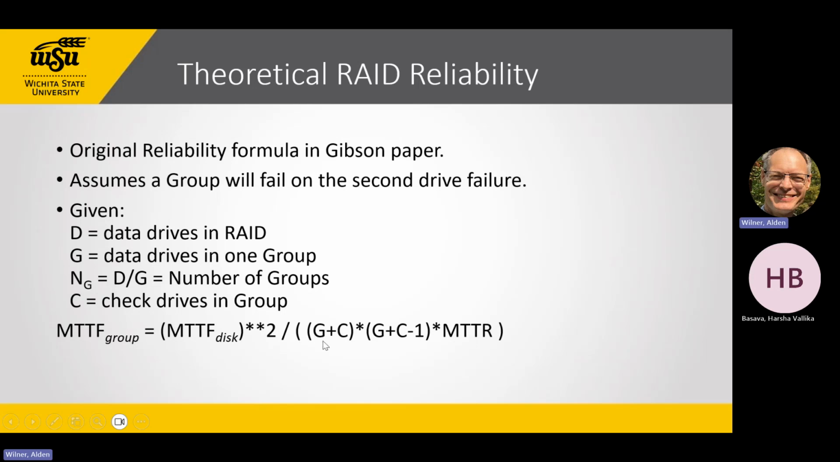Then on the bottom, we take the total number of drives in our RAID volume. So G plus C, this is the number of drives in a group plus the check drives. So if we've got, say, what's called a RAID 10, where we've got a bunch of mirrors, then this is going to be 1 plus 1. And then the groups plus the check minus 1. So this is the first drive in a group to fail, second drive in a group to fail. Again, if drives fail in 2 separate groups where they're not protecting each other, it doesn't matter, right? For our calculations. In reality, it does matter, but for our simple calculations, we're going to ignore that. And then times the mean time to repair.